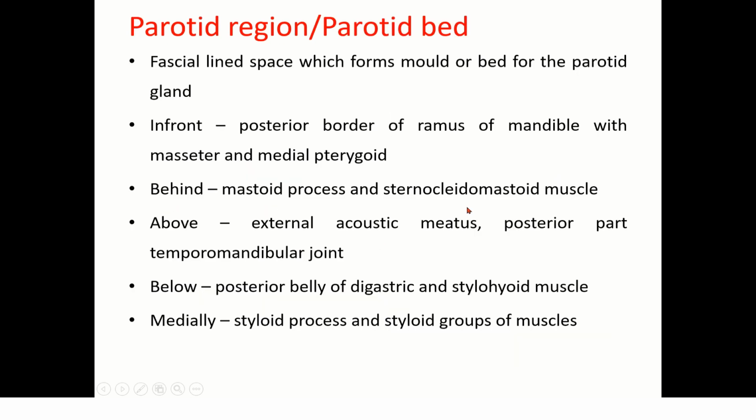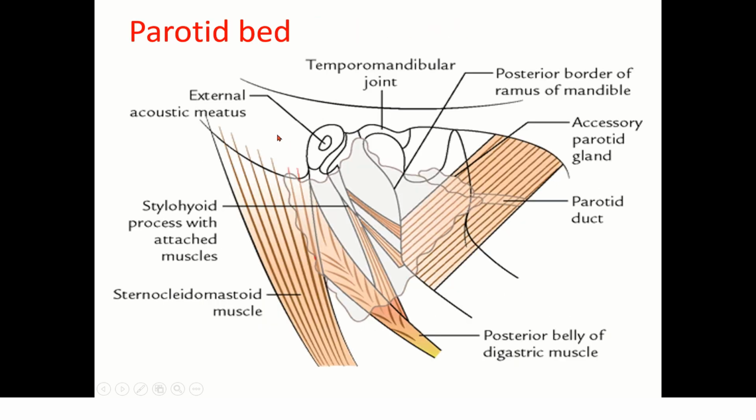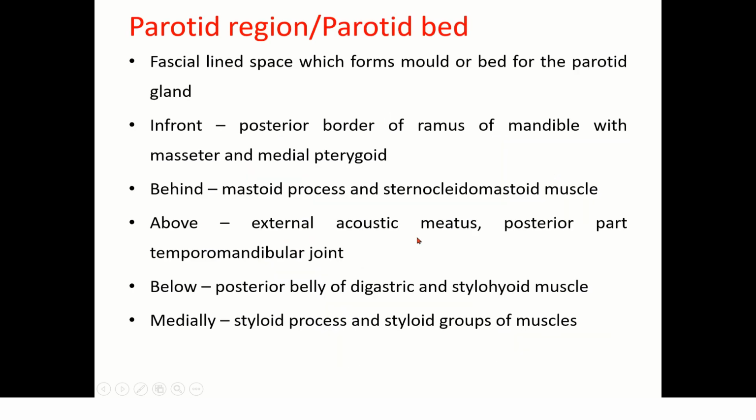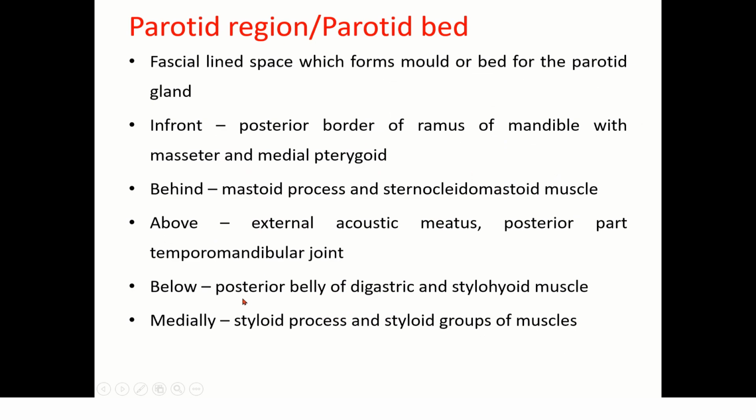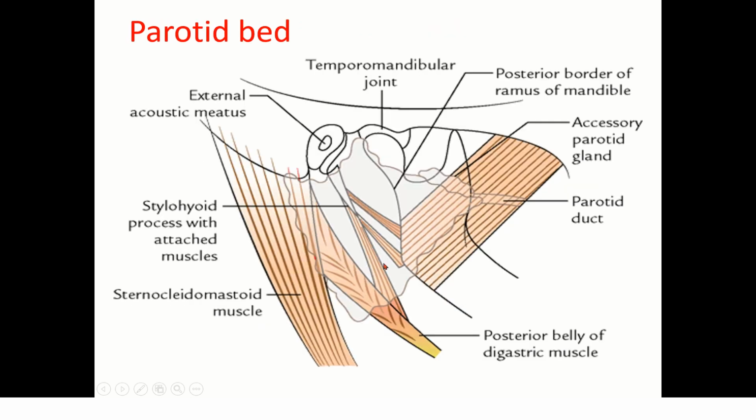Behind, mastoid process and sternocleidomastoid muscle. Above, external acoustic meatus and posterior part of the temporomandibular joint. Below, posterior belly of digastric and stylohyoid muscle.